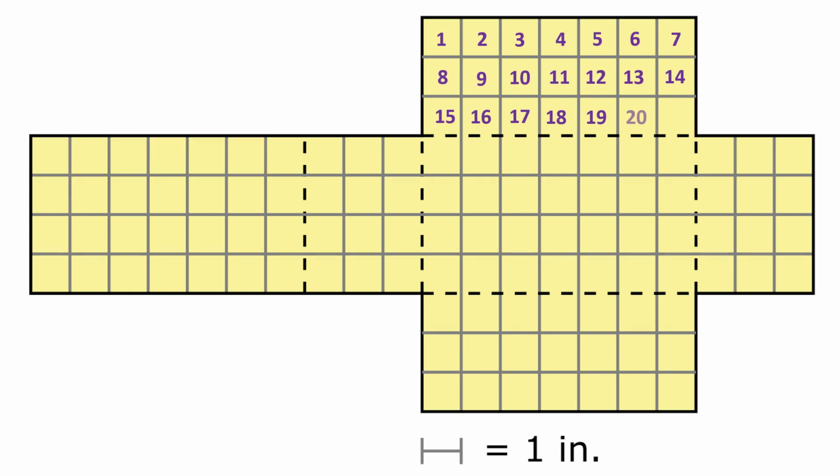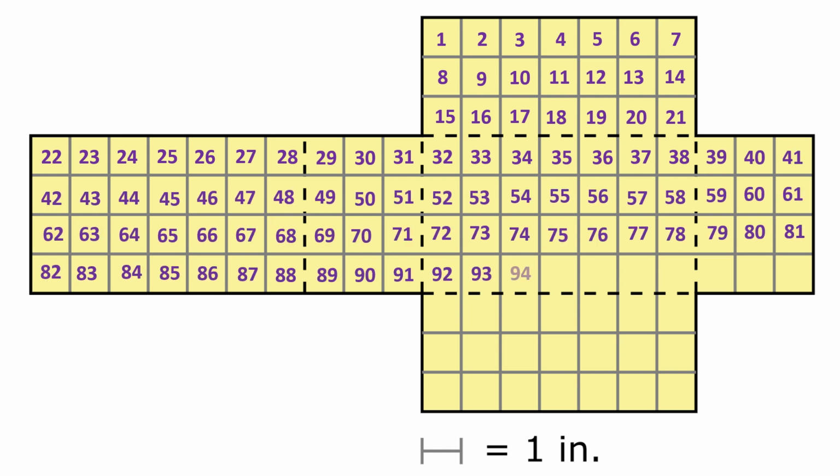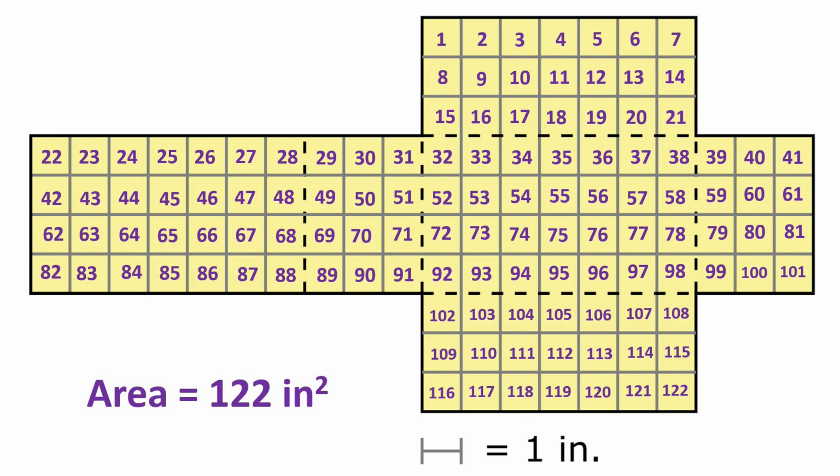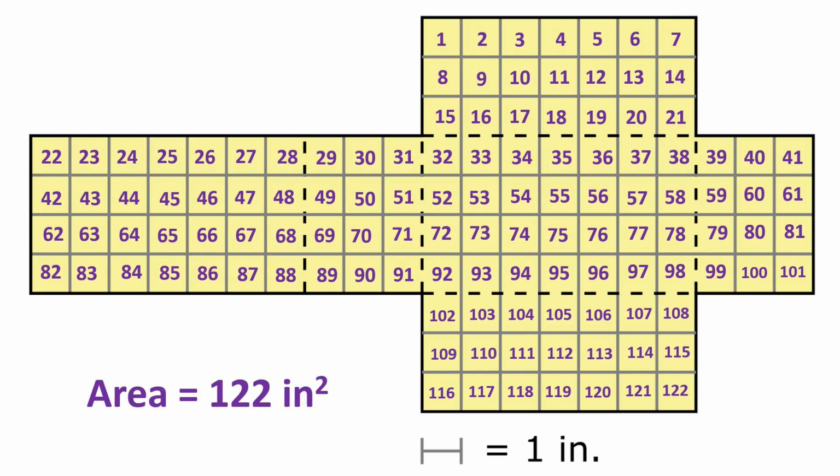To find the area of this net, we could just count up all the squares. When we do that, we get 122 squares. That means the area of this net is 122 square inches. That tells us the surface area of the box is 122 square inches. Choice C is correct. 122 is a big number. We could make a mistake when counting that high.